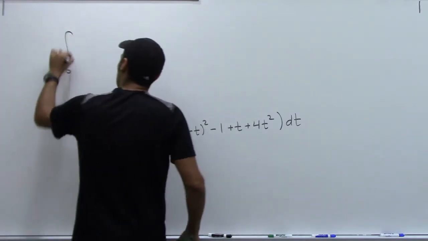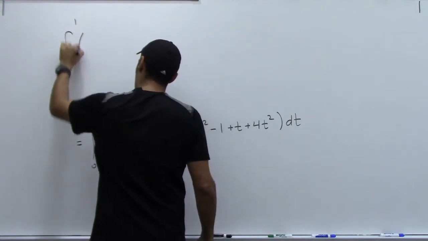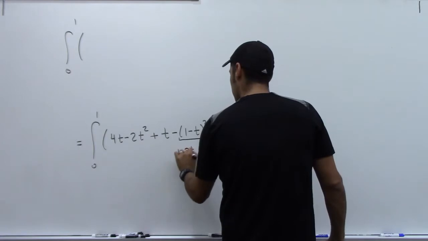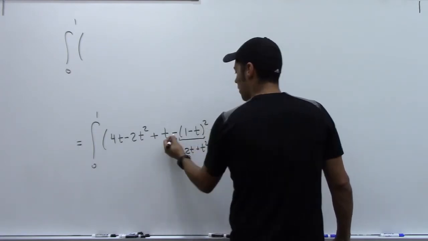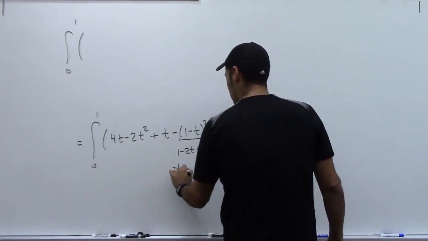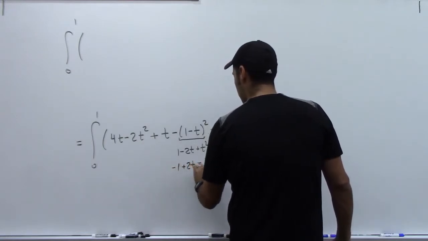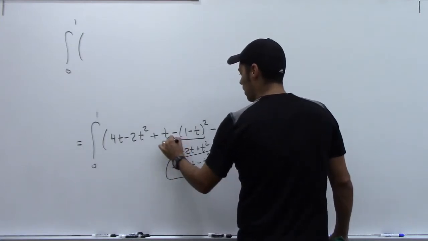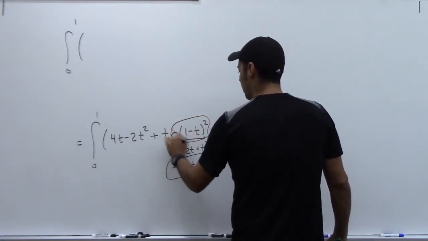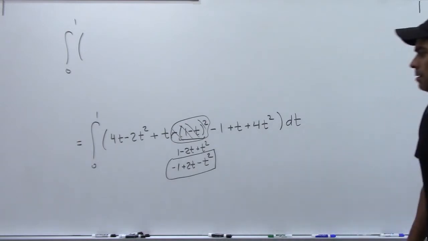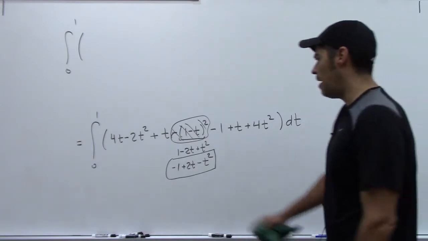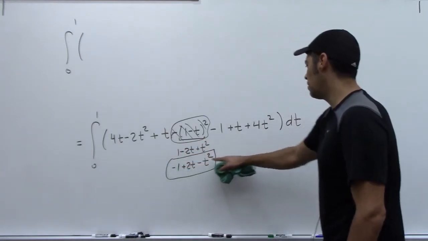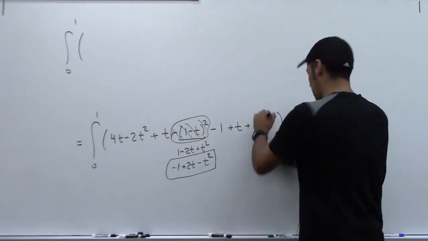So integral 0 to 1. Let's see, this right here is 1 minus 2t plus t squared, but then there's a negative in front, so minus 1 plus 2t minus t squared. So just remember, that's replacing all of that, okay? So let's look at t squareds. I have negative 2t squared minus t squared, it's negative 3t squared plus 4t squared.